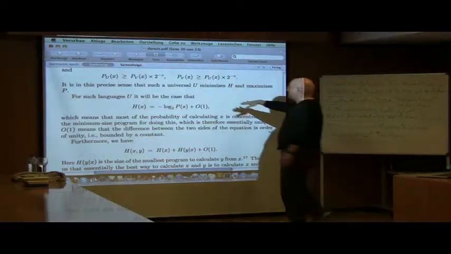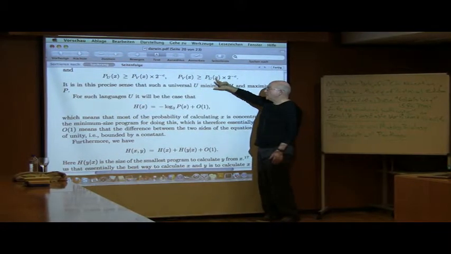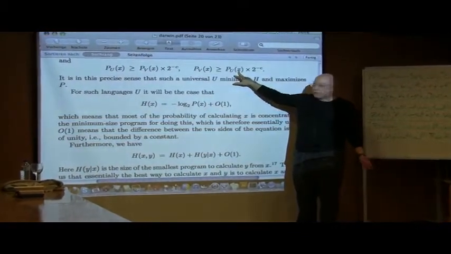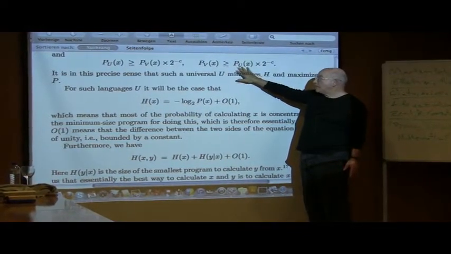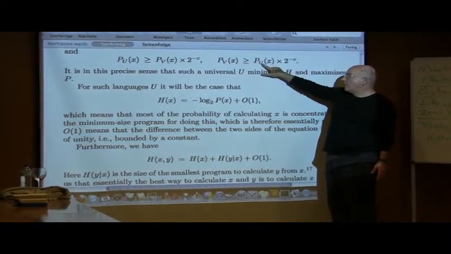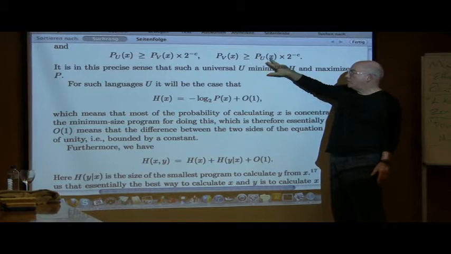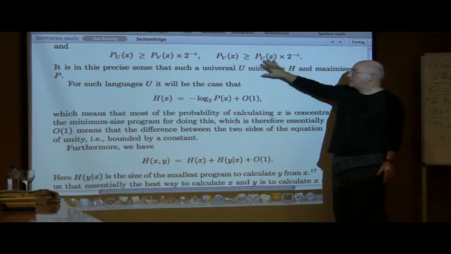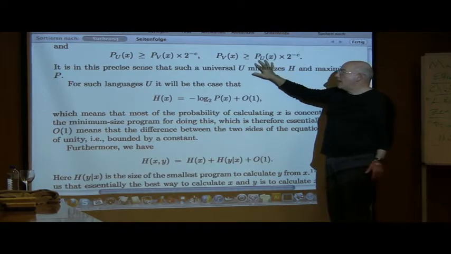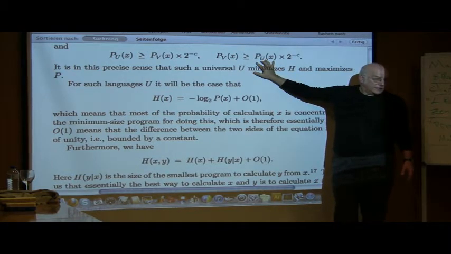The algorithmic probability of an object takes into account all the programs that calculate x, not just the most concise one. The program size complexity of x is the size in bits of the smallest program that makes u calculate x. That's H sub u of x. But P sub u of x looks at all the programs that make u calculate x, and it sums the probability of all these programs.